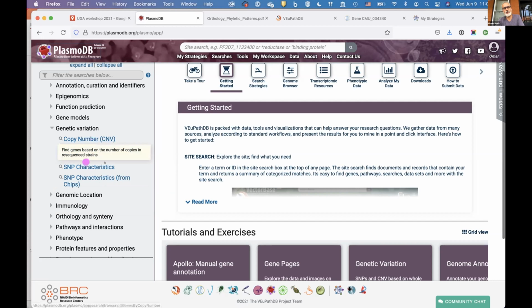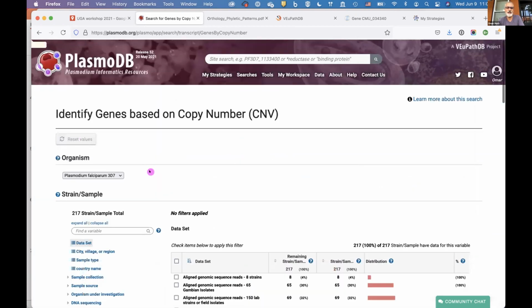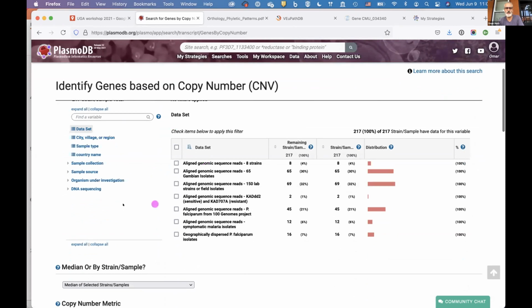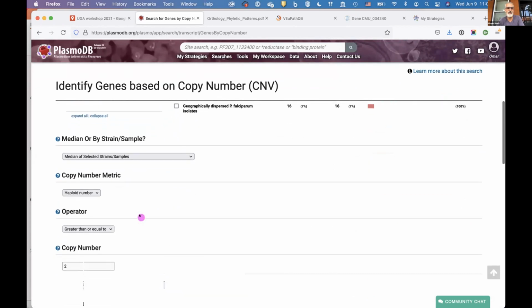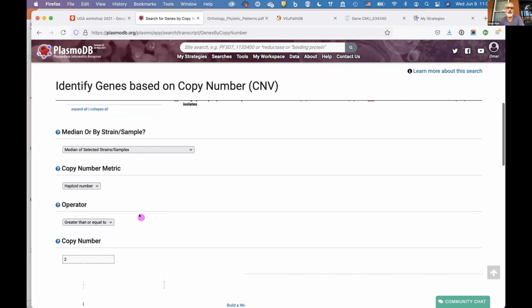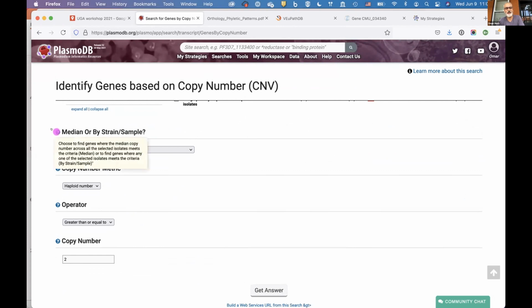And so we have two types of searches. One of them is called just the copy number, and then one of them is called a copy number comparison. So let's start with the first one, the copy number variation. And again, you can select any of the resequenced isolates that we have. And then you have really two parameters that you can select. And again, mouse over these and read these carefully.